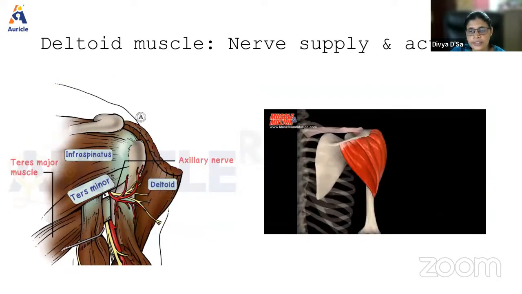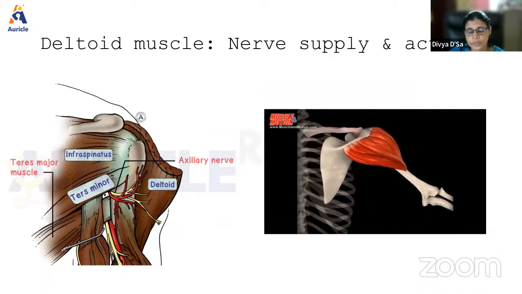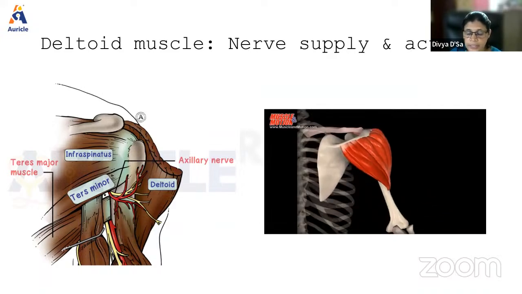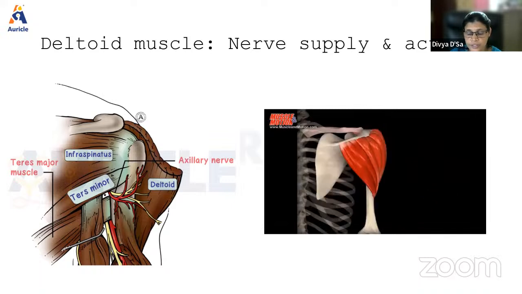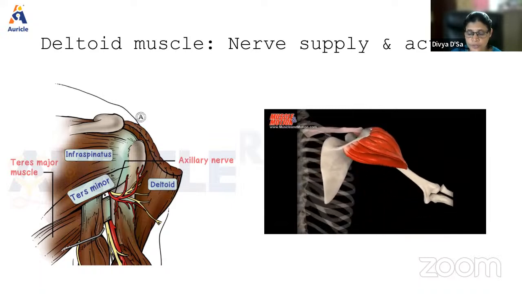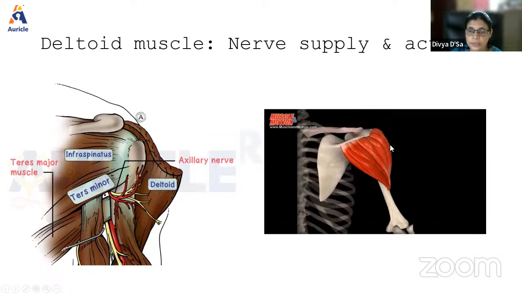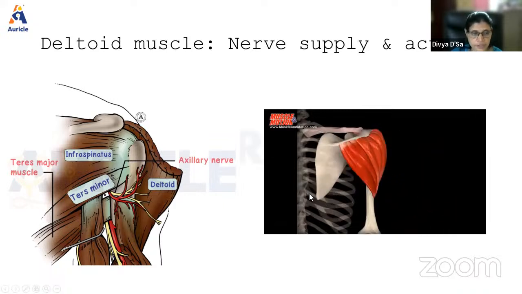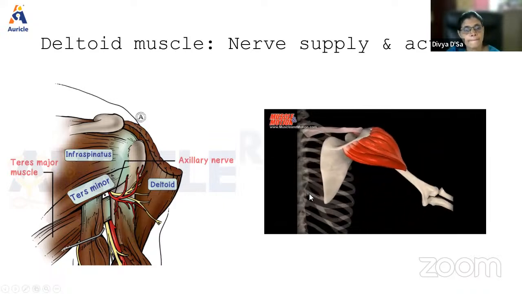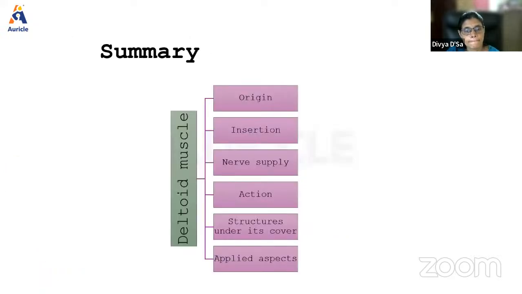So this is the action of the deltoid muscle. The anterior fibers also help in the flexion of the shoulder joint. Posterior fibers will help in the extension. The middle fibers bring about the abduction. Okay, so under these headings, you need to write origin, insertion, nerve supply, action, structures under cover, and applied aspects.